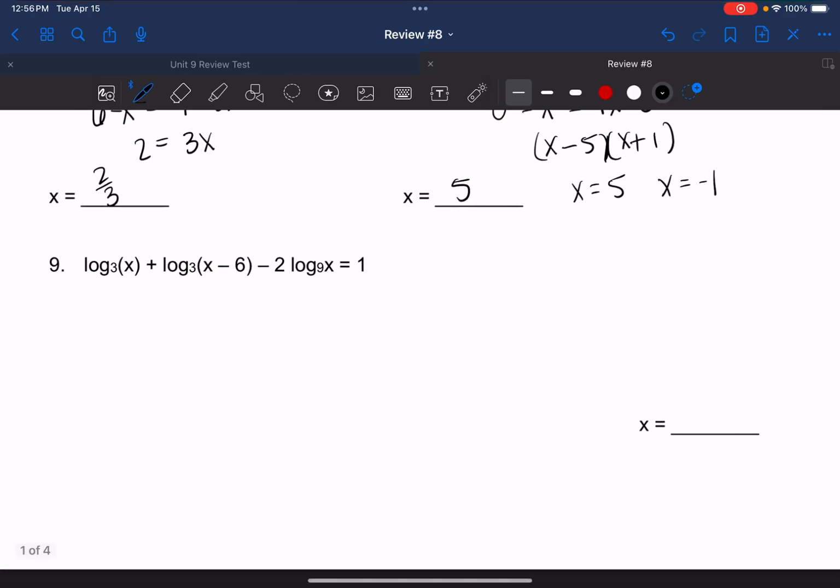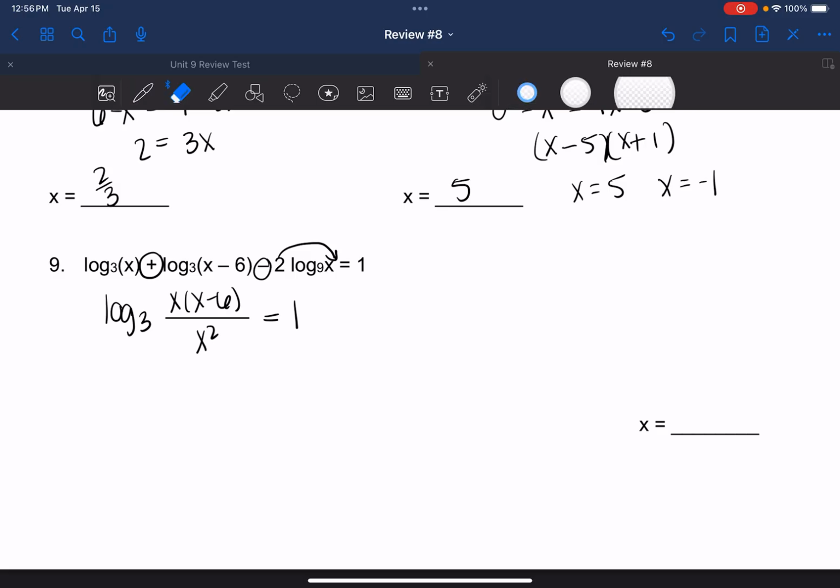For number 9, we got addition, which is multiplication. So x times x minus 6. And then I got subtraction, which is division. I'm going to go ahead and make that 2 an exponent as well. So divided by x squared equals 1. Oh, actually, can't do that. Just realized that those have different bases. Try that again. Okay, so I can rewrite that first part.